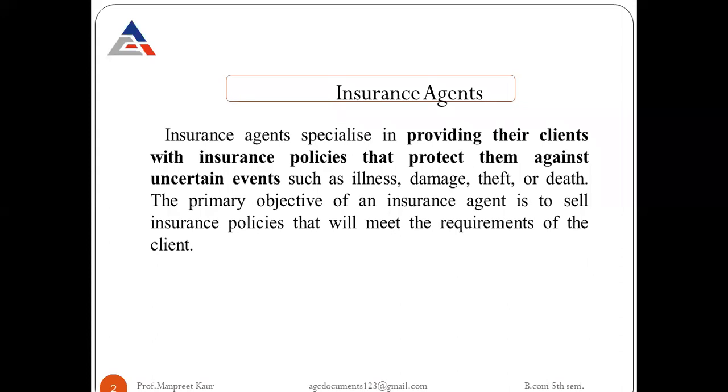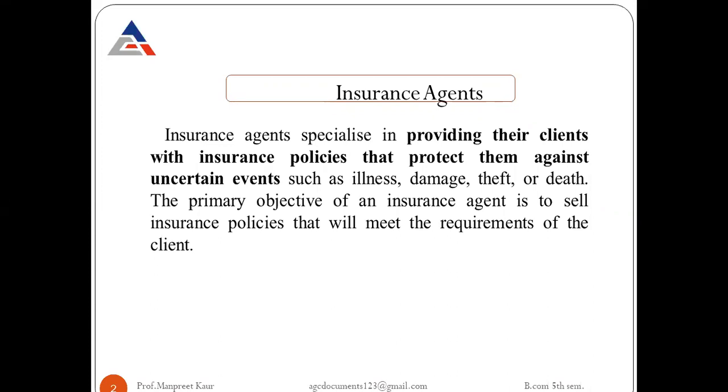Insurance agents are specialized persons who provide their clients proper and crystal clear information related to the insurance policies that are used to protect them against any kind of risk, any kind of uncertainty, or any kind of events. Those events may be illness, any kind of damage, theft, or death. These are all uncertain events in which the insurance agent provides security to a number of clients.